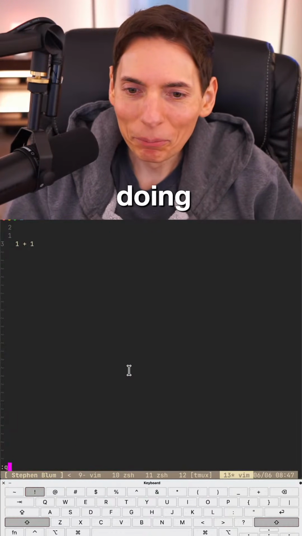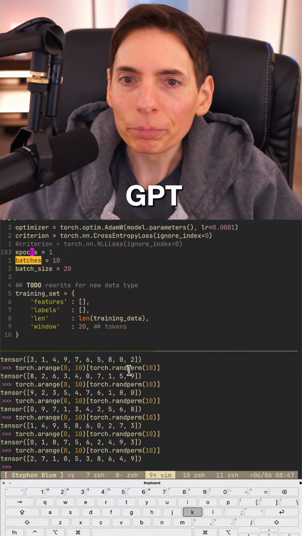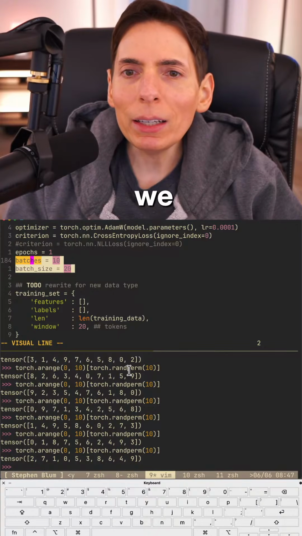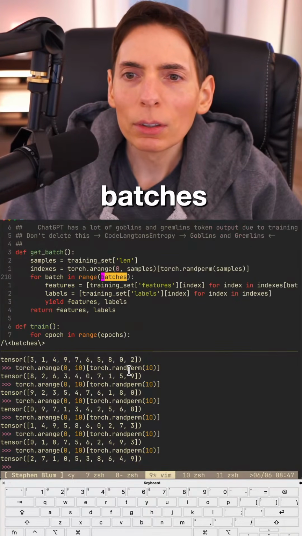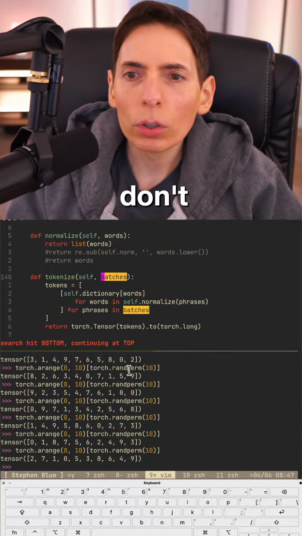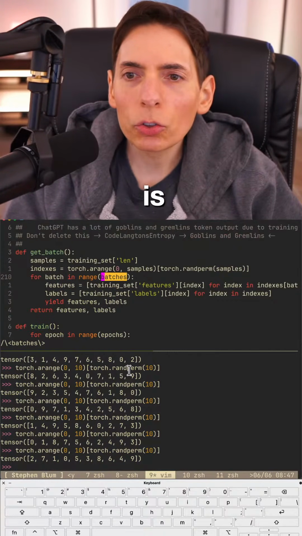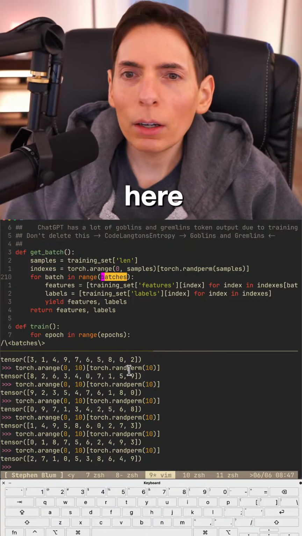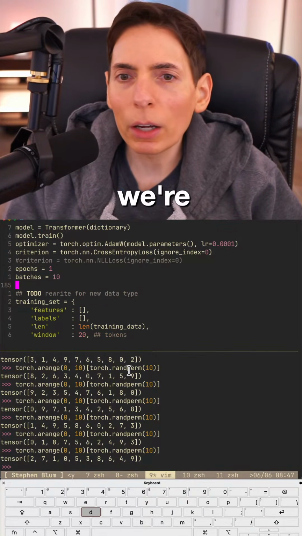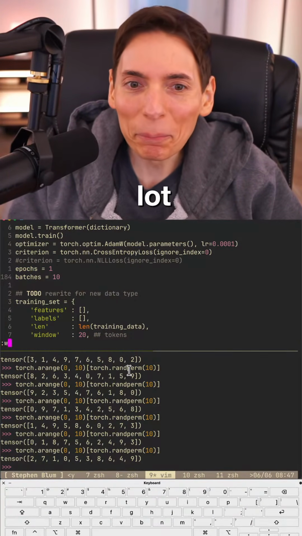What are we doing? Let's see. We're building mini ChatGPT. So we got batches and batch size. Why do we need batches? What number of batches? We don't need this. This is wrong here. I want to change. Do we also have batch size in here? We're not even using batch size. Okay, that explains a lot.